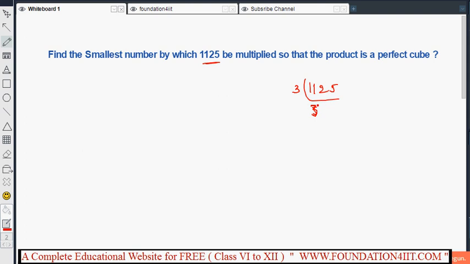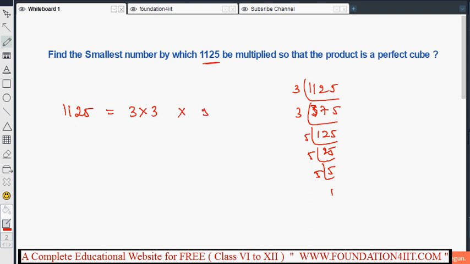Carry 2, 2, 7s are 21, 5s are 15. 3 table, 125. Now 5 table, 525, sir. 5 5s are 25 and 5 1s are 5. So 1125, I can write as 3 into 3 into 5 into 5 into 5.